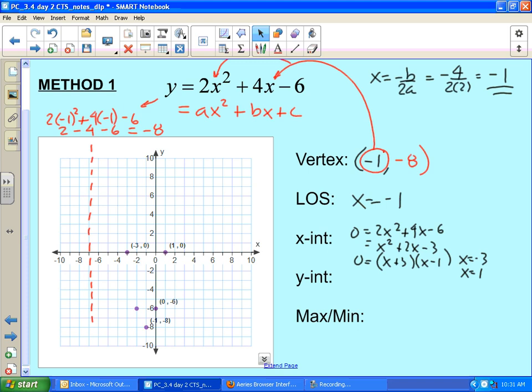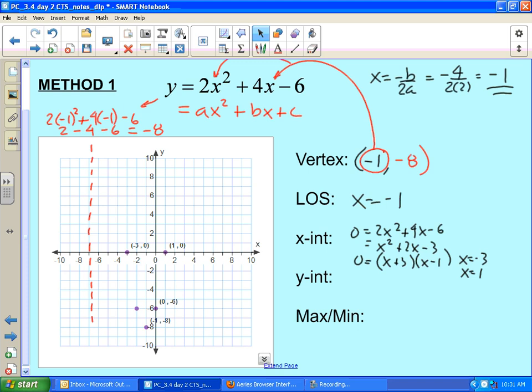Yes, Simon? How did you get the 1, 0? All right, so we're taking 2x squared plus 4x minus 6 for factoring. Yeah, it was negative 3, 1. Correct. Isn't that 1 point, or is that 2? No. Those are two different x values. x equal negative 3, x equal 1.